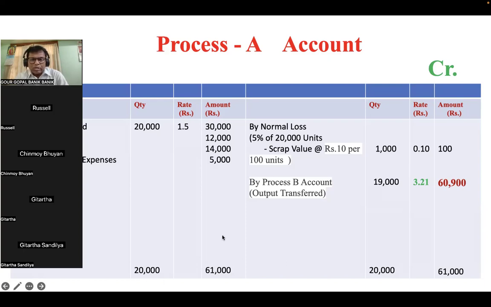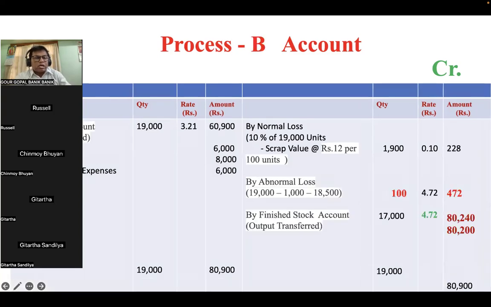Now you see 20,000 and 61,000. So what I've done, this 61,000 minus 100, this is coming as the total cost of 60,900 for 19,000 units. And I've divided this figure 60,900 by 19,000. I've got per unit cost 3.21. This is per unit cost, and this will go to process B.